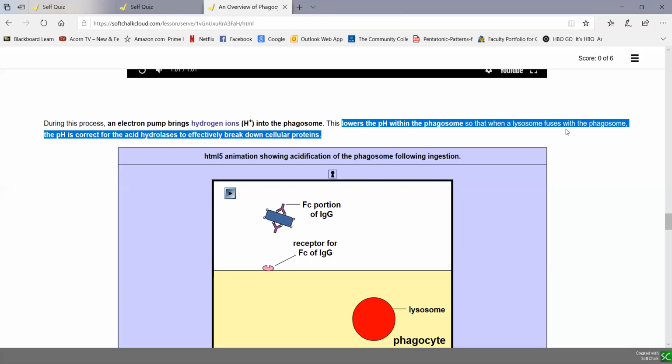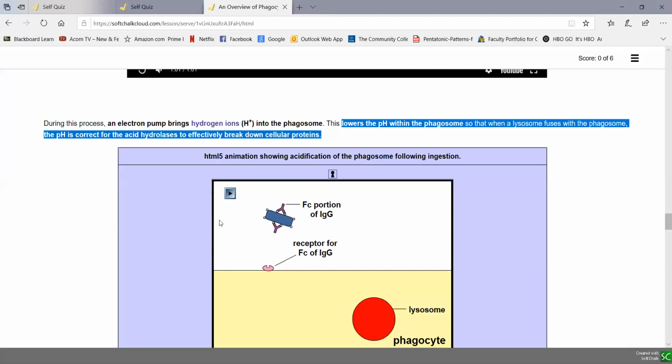So these acid hydrolases found in the lysosomes here are designed to only function well at an acid pH, and that protects the cell from its own lysosomes, because the interior of the cell is normally neutral, and the acid hydrolases in the lysosomes aren't very functional at a neutral pH. So by making the phagosome acidic, when the lysosome fuses, that'll be the correct pH for the acid hydrolases to effectively break down the cellular proteins of the bacterium.